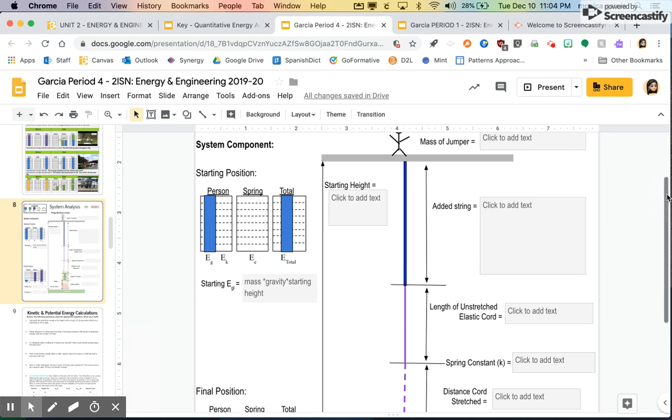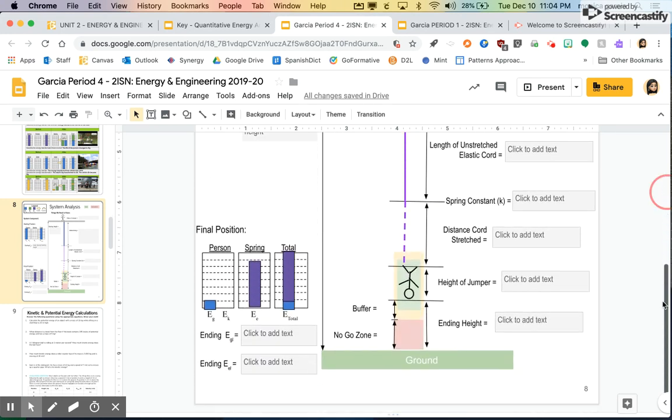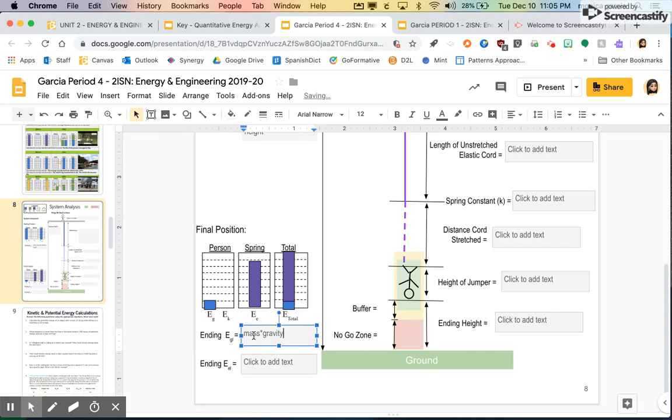Okay, scrolling down, we can also calculate the gravitational energy at the final position using the same mass times gravity, which never changes, right? Gravity is always going to be 9.8, or you can use the number 10. Either way works for me. Times, now we take the ending height. Okay, so same equation, just different heights now because they're over here now.